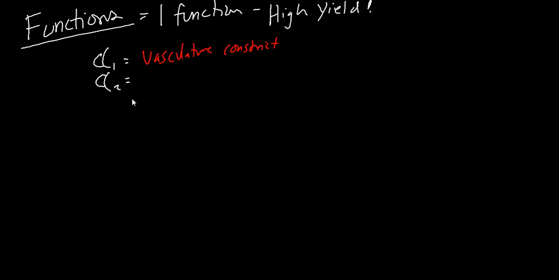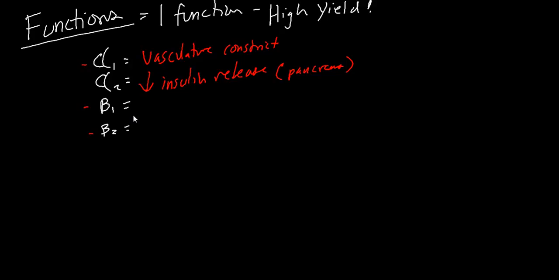Alright, A2, we're going to do, oops, my pen is acting up. A2, we're going to decrease insulin release from the pancreas. Decrease insulin release from the pancreas. Since I'm color coding it, I guess. Didn't know I was, but I guess I am. We've got beta 1 and beta 2. Now, these are more high yield. Alpha 1, high yield. Beta 1, high yield. Alpha 2 is good to know. If you're thinking this is way too much stuff to remember, you can forget this. You can forget alpha 2.